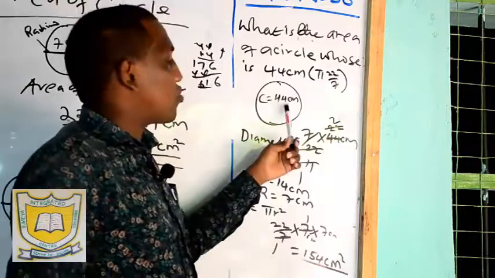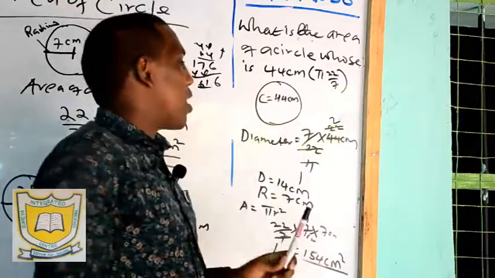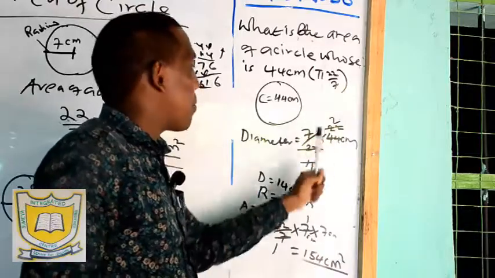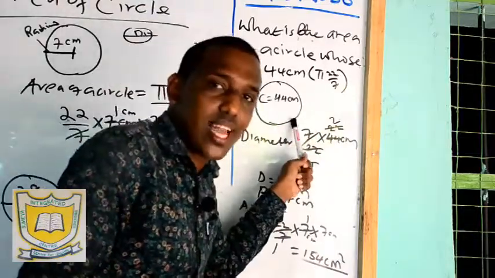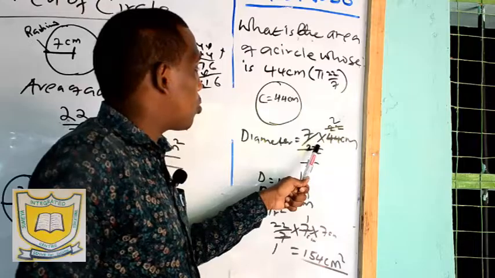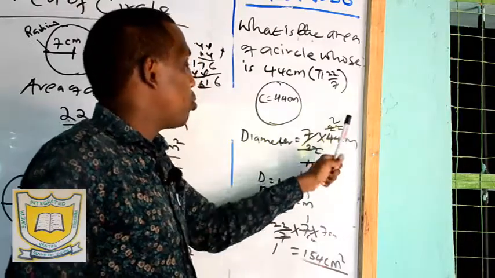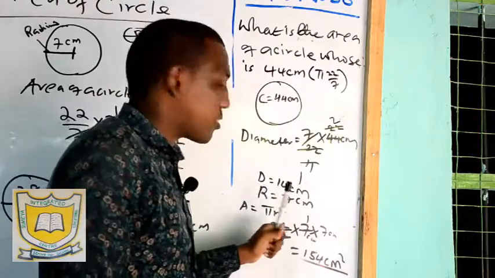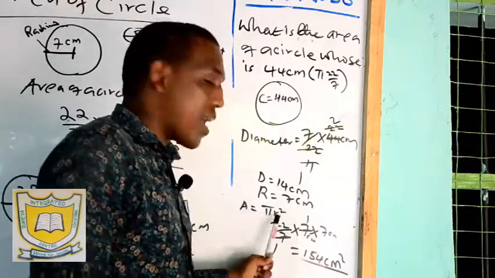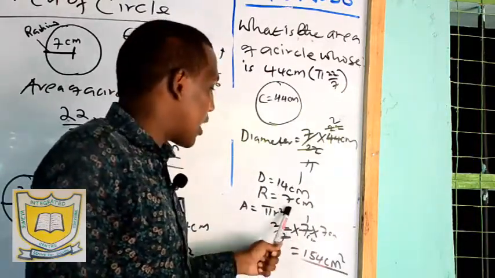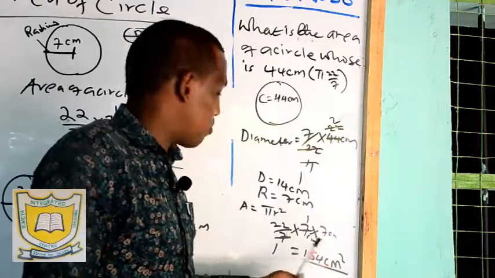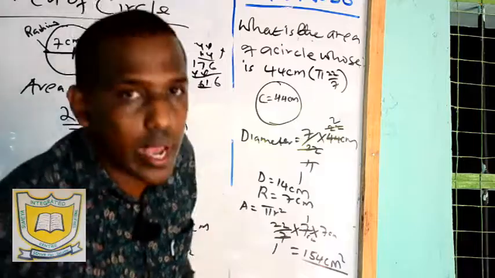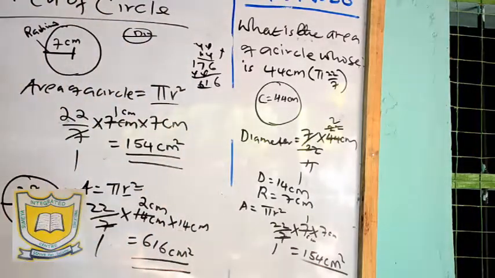So the circumference is 44. Now, how do I get the diameter? You make the pi reciprocal, 7 over 22, multiplied by the circumference directly. So 7 by 22, 1 by 22, 2, 7 times 2 is 14. Whatever you get will be the diameter. Radius is 7. Now they want the area, pi r squared. 22 over 7 times radius 7 centimeter times 7 centimeter, 7 by 7, 1 by 7, 1. 22 times 7 is 154 centimeter squared. That's how we do it.